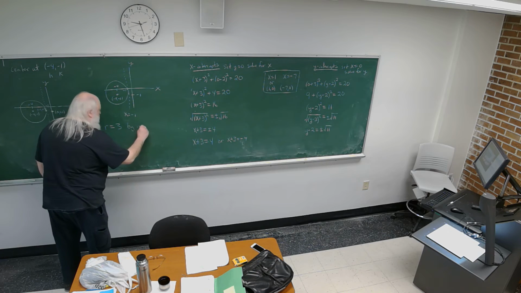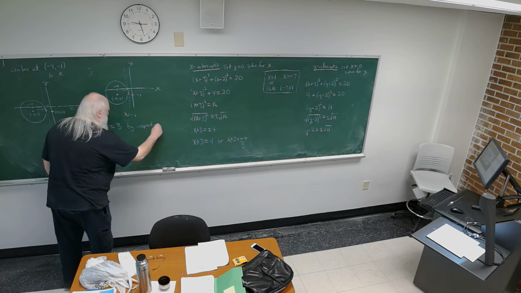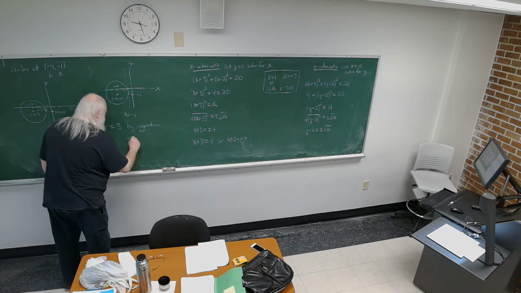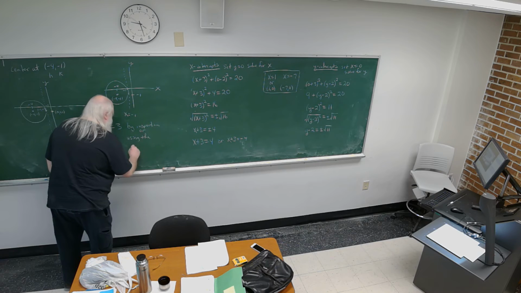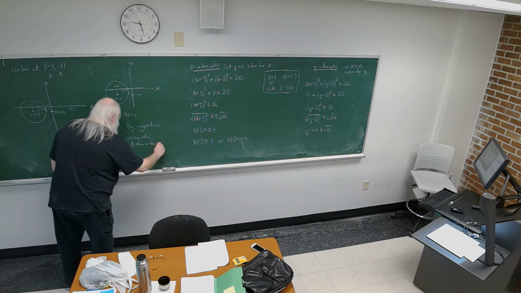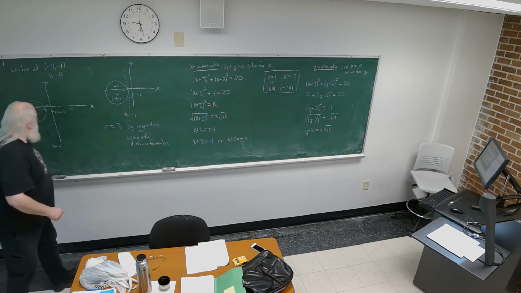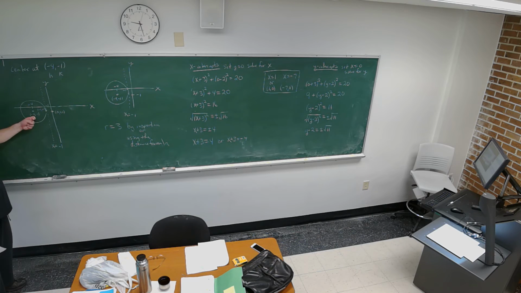By inspection, or using the distance formula. You can use the distance formula to calculate the distance from the center to the edge of the circle, by using the points -4, -1, and -1, -1. You can see the y coordinate is the same for these 2 points. So all you got to do is take the difference in the x coordinates to get the radius. So you can do it by inspection or using the distance formula.